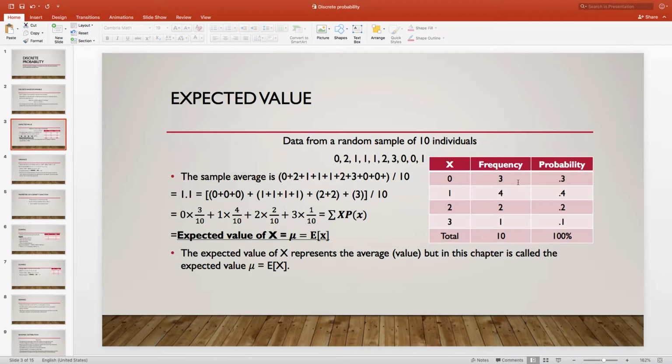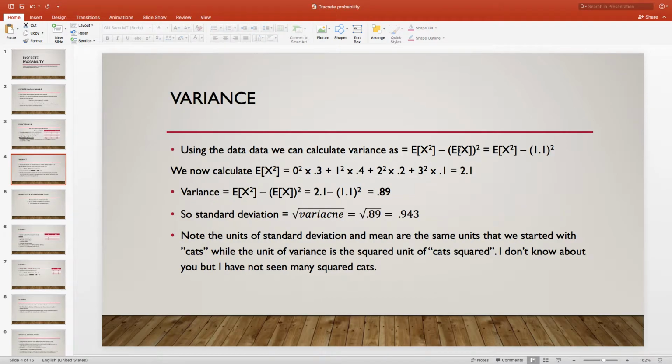E of x squared says square the value of x. So I'm going to take 0 from the x, square 0, multiply it by its probability, that's 0.3. And I'm going to take 1, square it, multiply by 0.4. The value of x is now 2. I'm going to square it, multiply it by its corresponding probability. Then I'm going to do the same for 3, square 3, and multiply it by its probability. The expected value of x squared is 2.1.